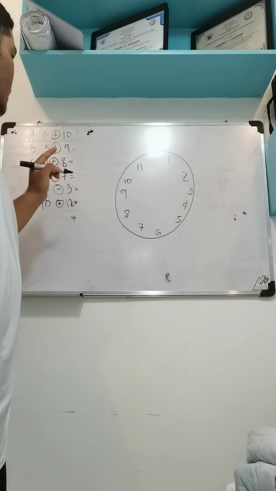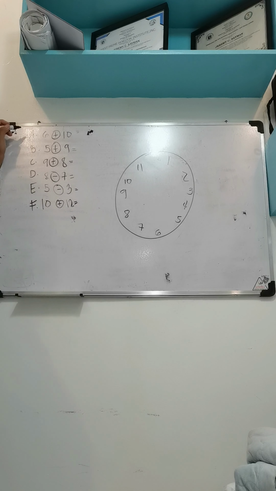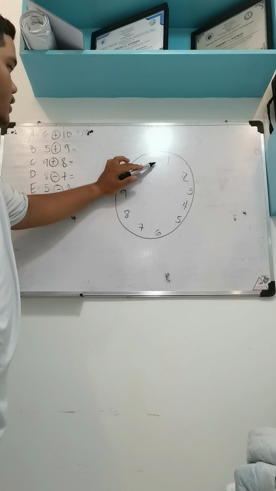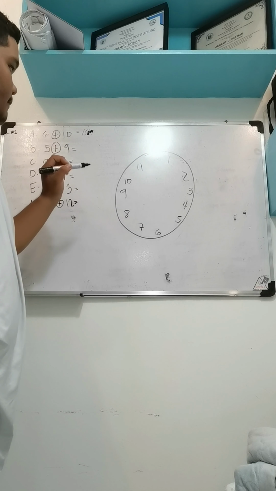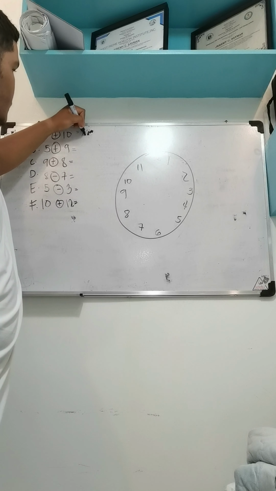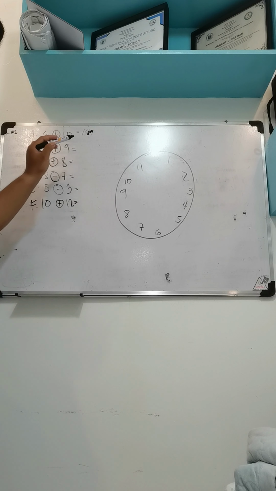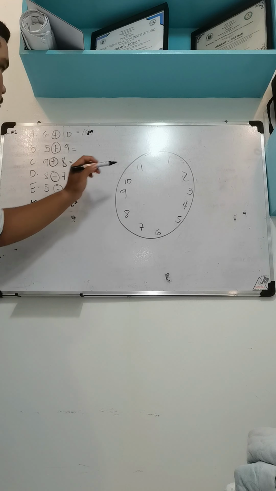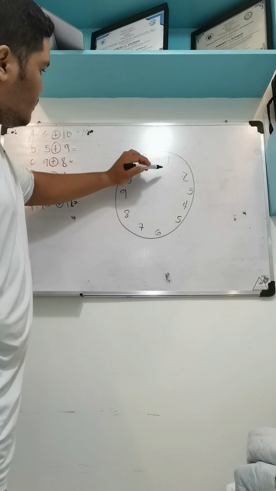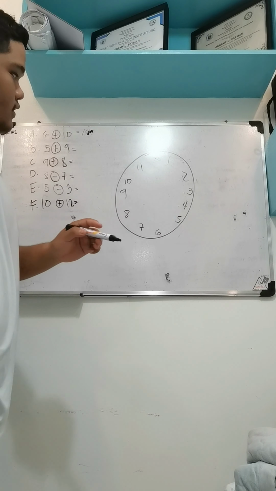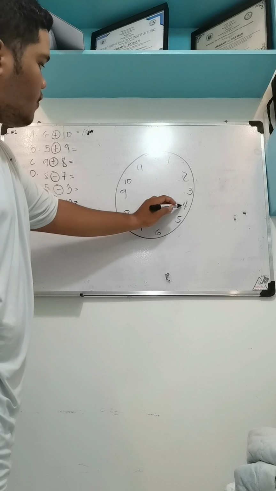So for example, in letter A, if we add 6 plus 10, the result will be 16. But since 16 is not here, what we are going to do is count starting from 12. So 12, 13, 14, 15, 16. So 16 tells us that the time is 4.